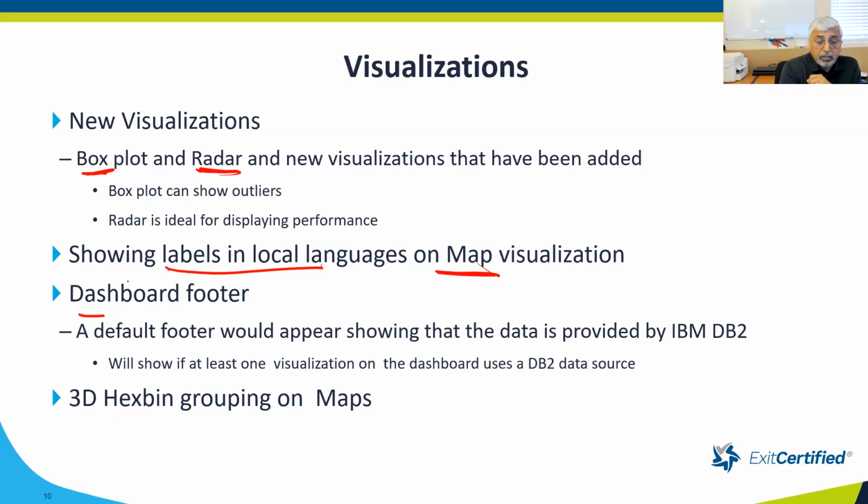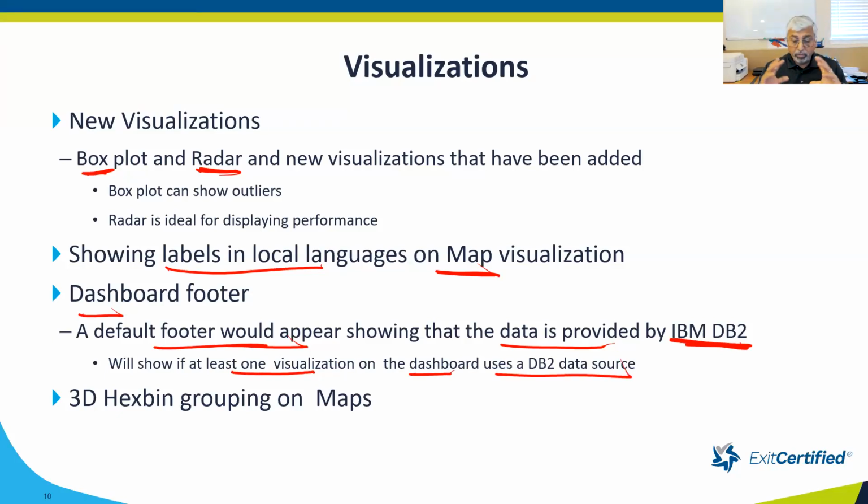Dashboard footer: a default footer will automatically appear without you doing anything, which says that the data is provided by IBM DB2. But that only happens if at least one visualization on the dashboard uses a DB2 data source. So if you're using files or some other databases, this footer would not show up. But in case any one visualization on your dashboard is using DB2, then you will see that default footer show up at the bottom.